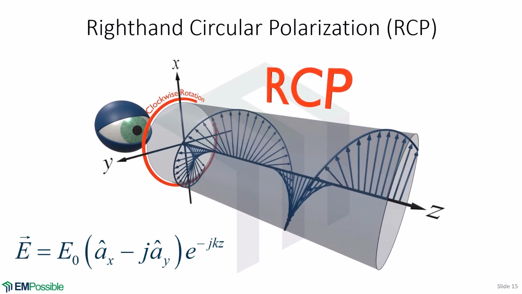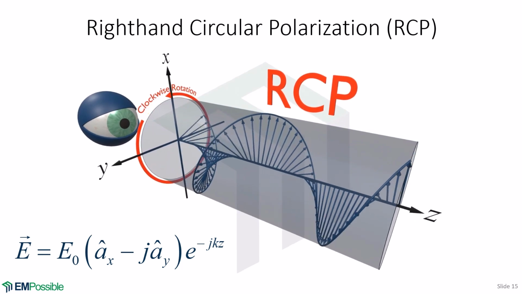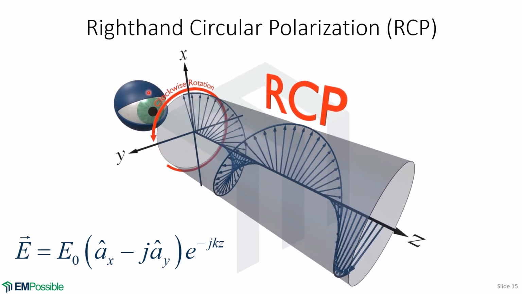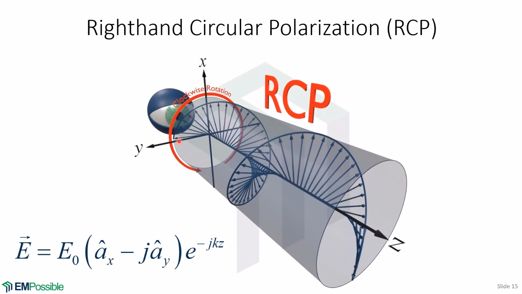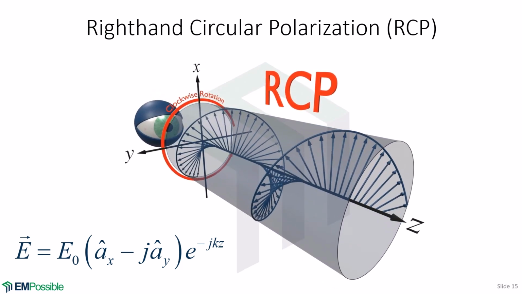On to right-hand circular polarization. Everything is the same here, except notice the rotation here has reversed. And to the observer, this freaky looking eyeball, this is clockwise rotation. So clockwise would be right-hand circular polarization.